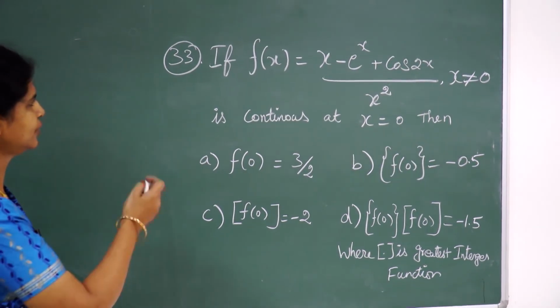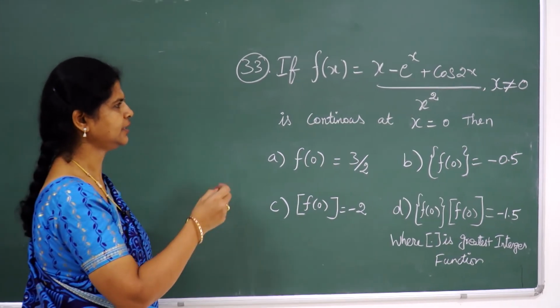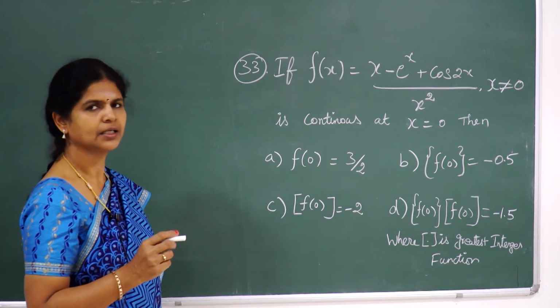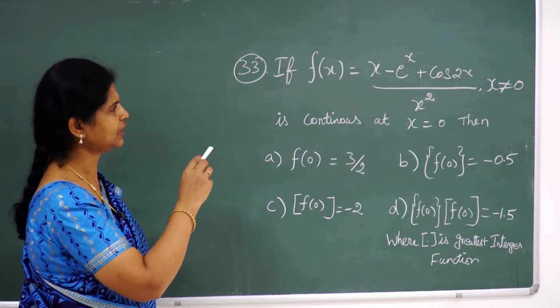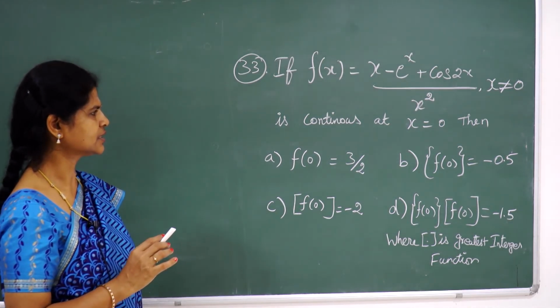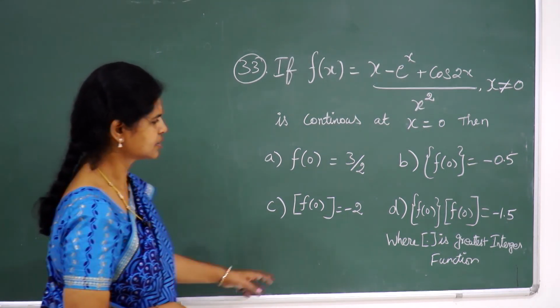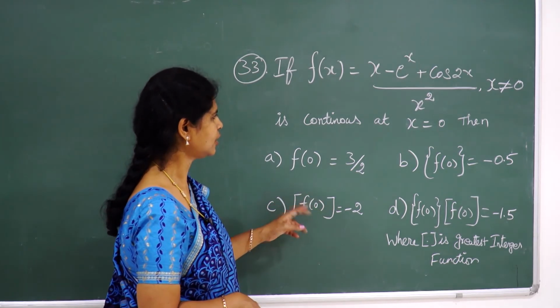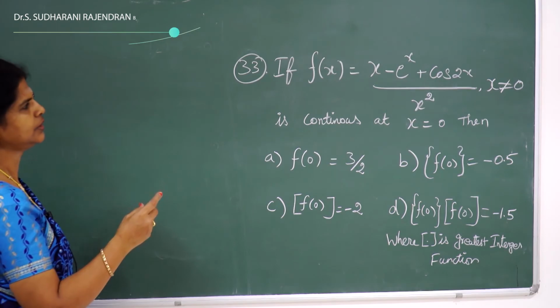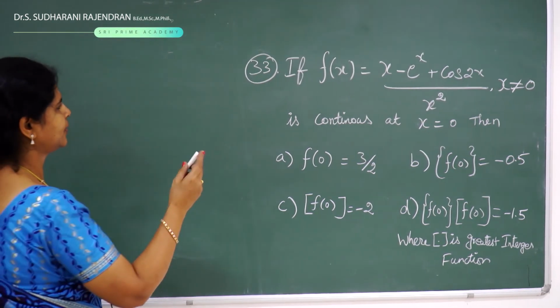Next, the function f of x is given. You have to prove it is continuous. It is given that it is continuous at x equal to 0, which means the limit value and the value of this function are equal. That is the meaning. So the function is given and you have to find which of these 4 options is the value. First, apply the limit to the given function.